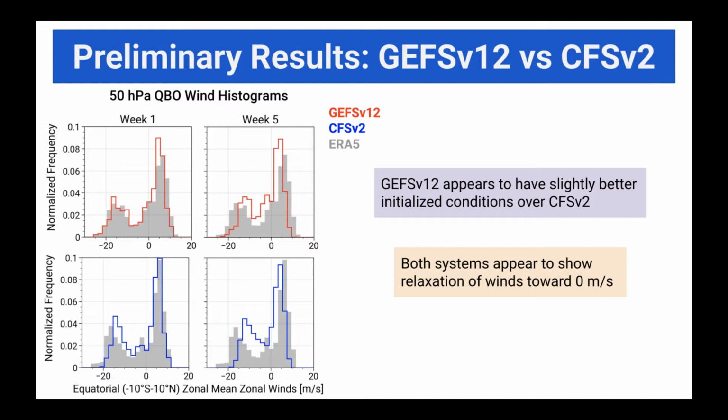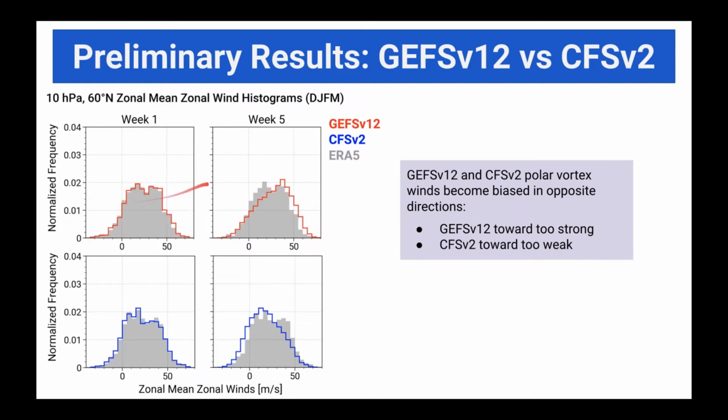So here we're continuing to look at the QBO by examining the distributions of tropical zonal winds at 50 millibars, with the two different systems in the colored lines and ERA5 in the background in gray. So you can clearly see the bimodal distribution in this case, representing the different phases of the QBO. But in particular, we can see that compared to CFS V2, GEOS V12 appears to start with better initial conditions because this easterly peak with CFS V2 appears to be shifted to the right with respect to the reanalysis.